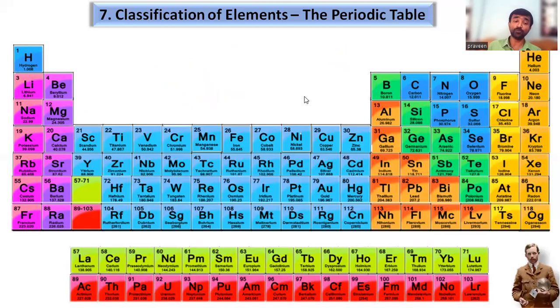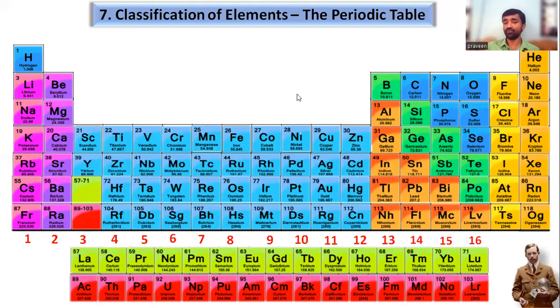So here, groups are assigned with Arabic numerals in the modern system. So I am assigning a number for them using counting numbers, Arabic numerals. So they are called modern group numbers. So how many numbers are there? 18. For example, what is the group number of neon here?